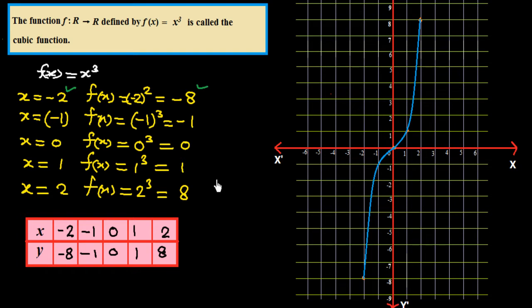So the domain of the cubic function is R and the range is also R, because it extends to both sides along the x-axis and along the y-axis. So you see the whole x-axis and whole y-axis can be mapped. So this is our graph of the cubic function, and these are the domain and range.